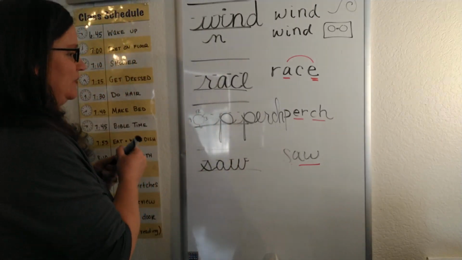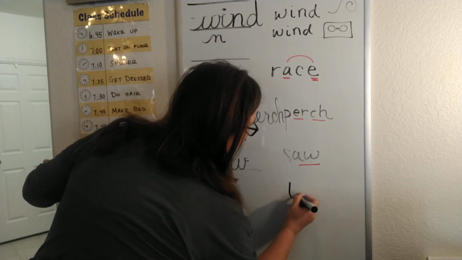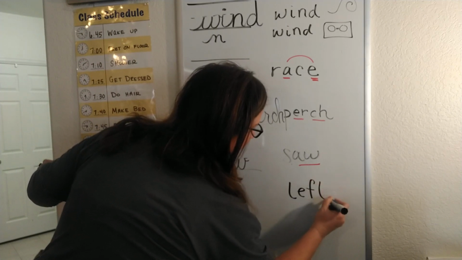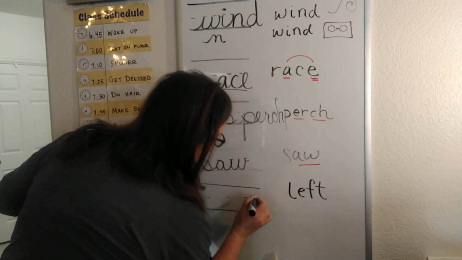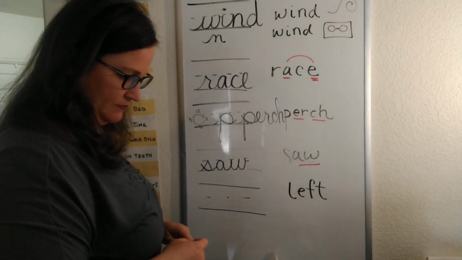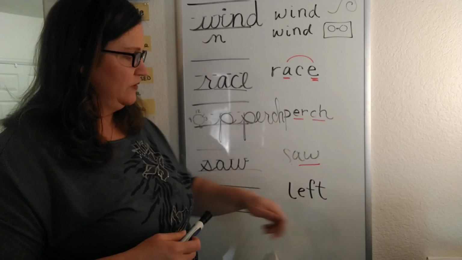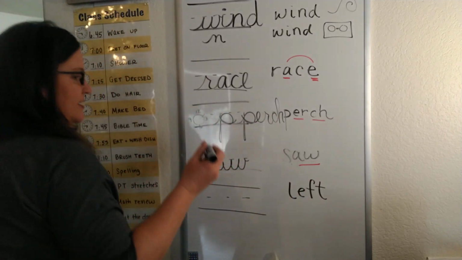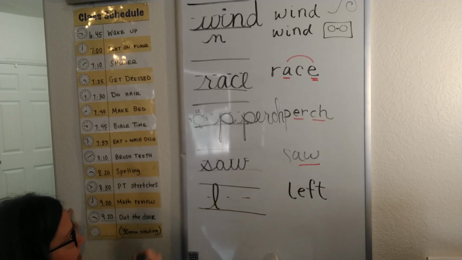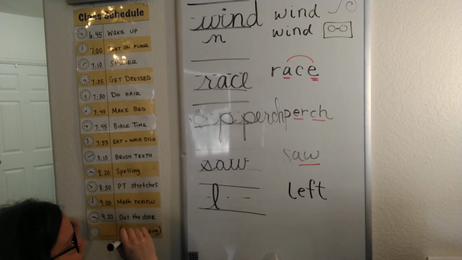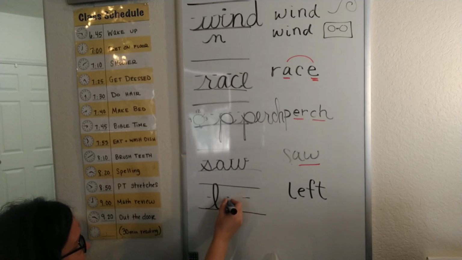Say it as you write it. Very good. Any markings? No, all first sounds. L is an uphill letter all the way to the top, all the way to the baseline. E is a loop letter at the midline.